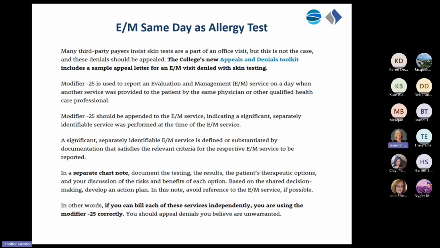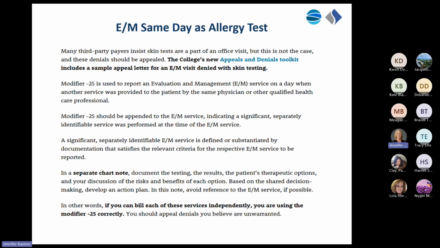This slide addresses billing an E&M the same day as allergy testing and is a snip from the College of Allergy and Immunology website. In summary, when doing allergy testing, the test and results are inclusive to the allergy test. Anytime you order a test, whether it's a diagnostic study or a skin test, giving those results is inclusive to ordering it. You wouldn't order a test and never give them their results. So part of ordering a test is giving them the results.